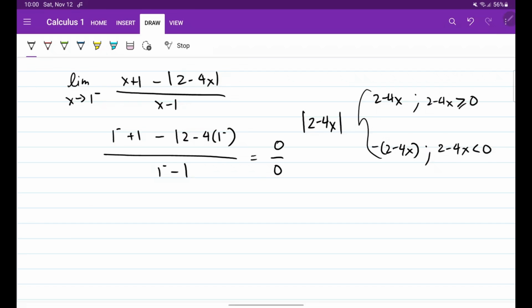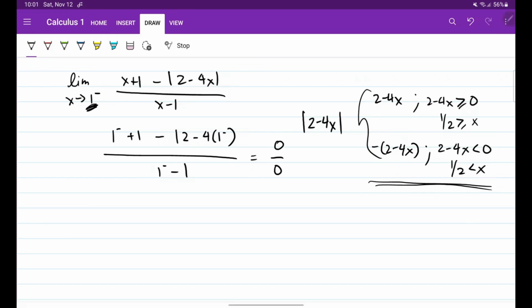Okay, so we just simplify 2 minus 4x greater than or equal to 0. This will become x is less than or equal to 1 half. And 2 minus 4x less than 0 is x greater than 1 half. Okay? So, kung yung hinahanap natin na limit is 1 minus, yung gagamitin natin na definition ng absolute value natin would be etong second one.